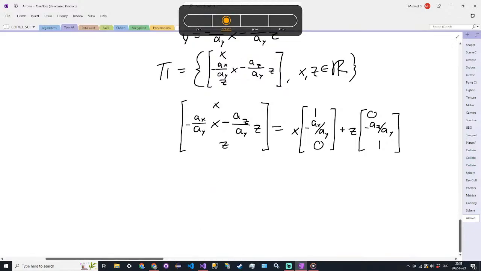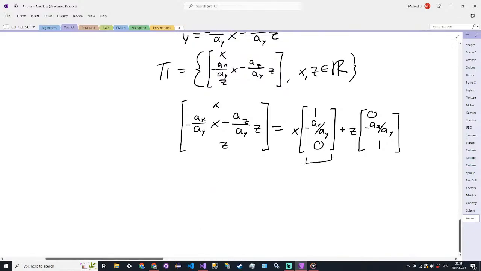We have our basis vectors as this and this, and we can then just define that as u and v.